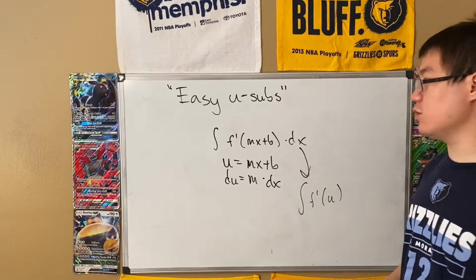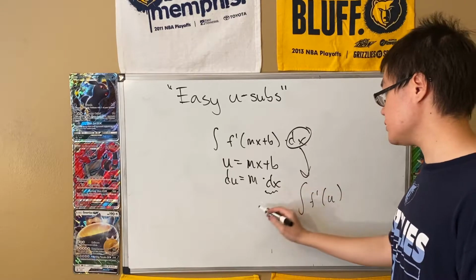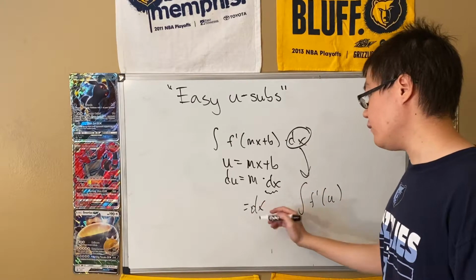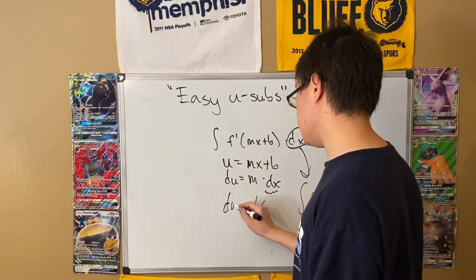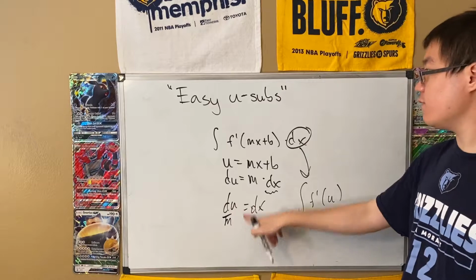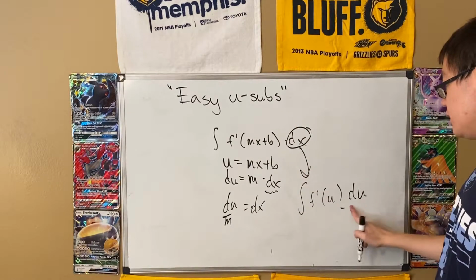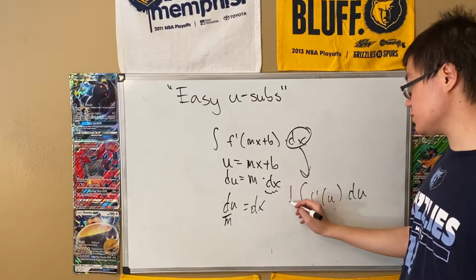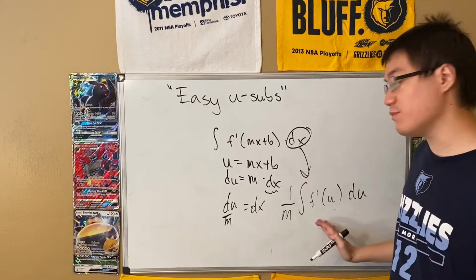Then we look for our remaining dx's. It looks like it's just dx, so we take du equals m dx and bring the m over to isolate it, so dx is du over m. Instead of writing dx, I'm going to sub in du over m. That's why it's called U subs. I always like to take out my constant, so it's going to be 1 over m. Looks like I have no more x's, so I have accomplished my goal.